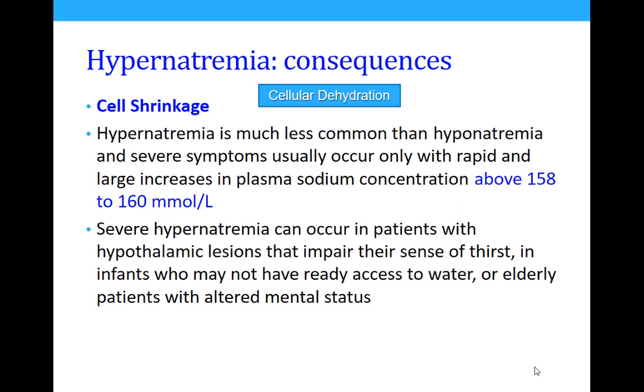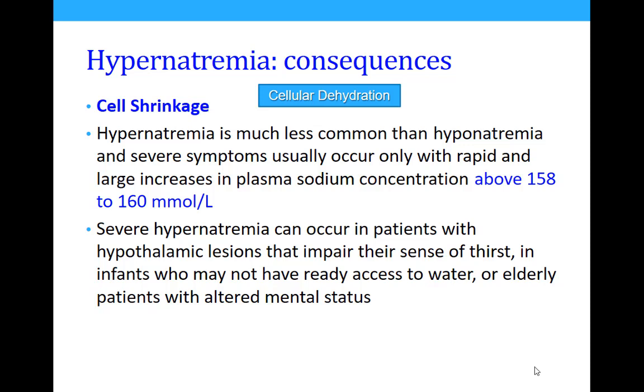Consequences of hypernatremia, opposite to hyponatremia, their cell was swelling, now cells are shrinking. Okay. Cell shrinkage. Hypernatremia luckily is much less common than hyponatremia, and severe symptoms usually do not appear very quickly. Okay. Severe hypernatremia can occur in patients with hypothalamic lesions that impair their sense of thirst.